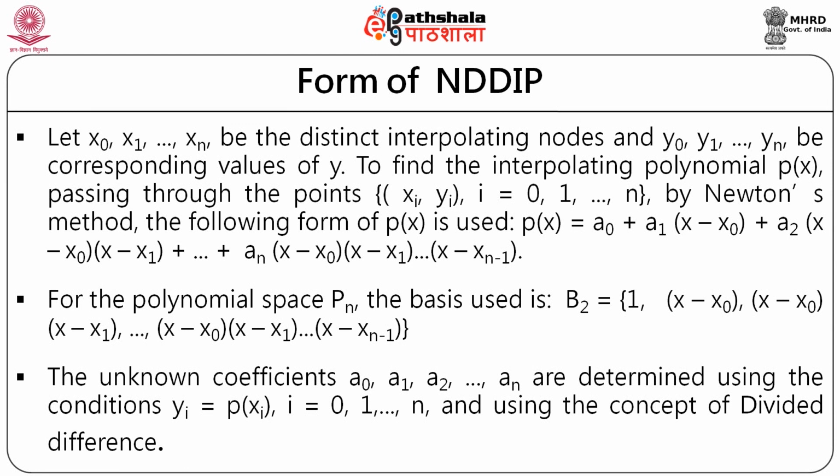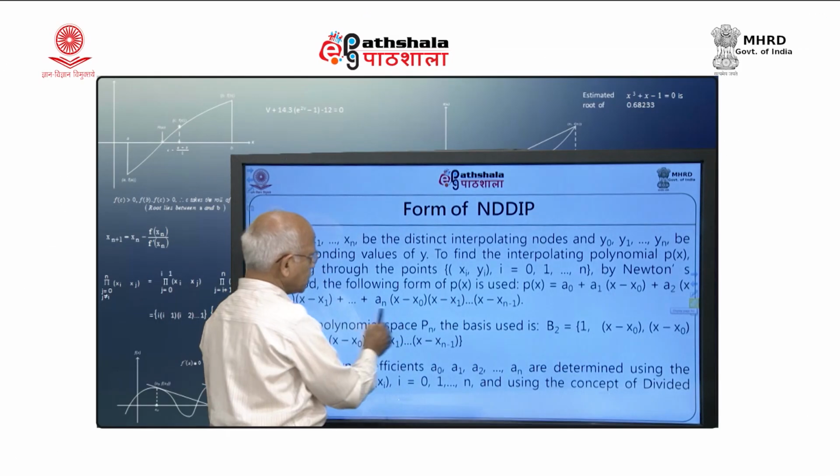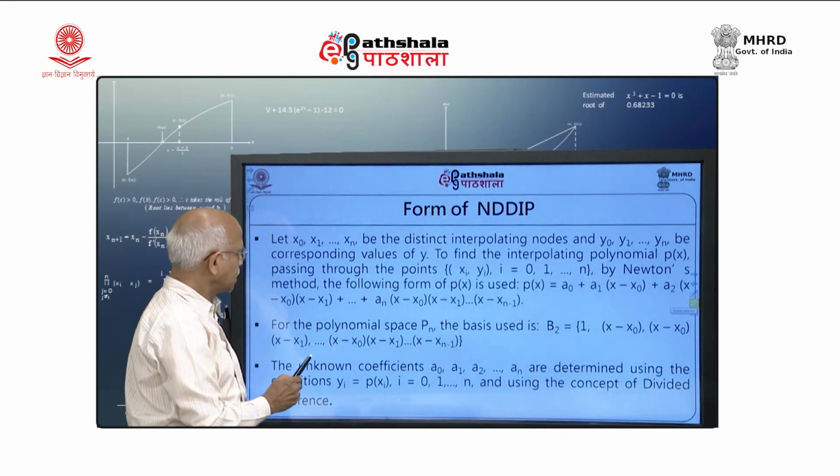So, the form of p x that I am going to use is p x equal to a 0 plus a 1 into x minus x 0 plus a 2 into x minus x 0 into x minus x 1. So, there will be two factors here, and then finally a n into x minus x 0 into x minus x 1 up to x minus x n minus 1. These will be n factors, and therefore the degree of the polynomial will be n.